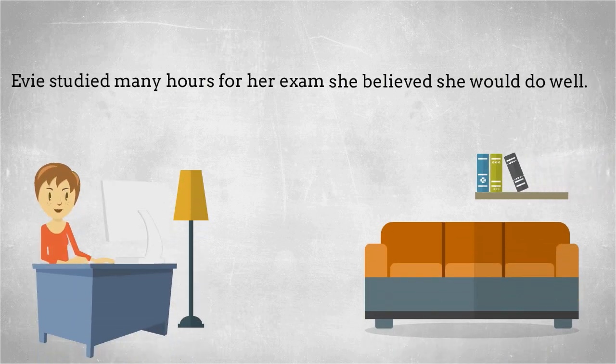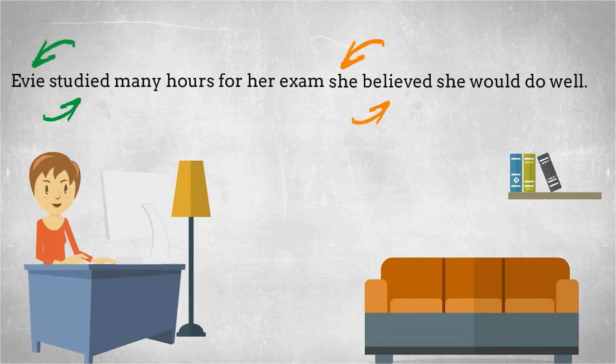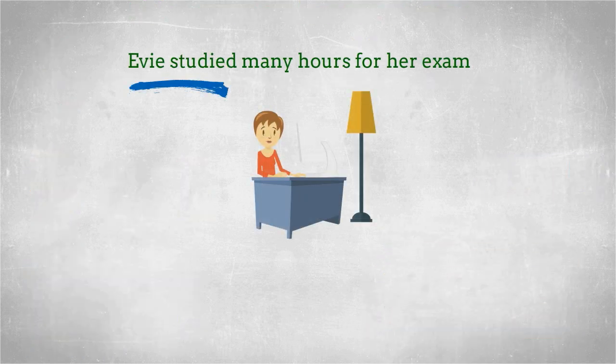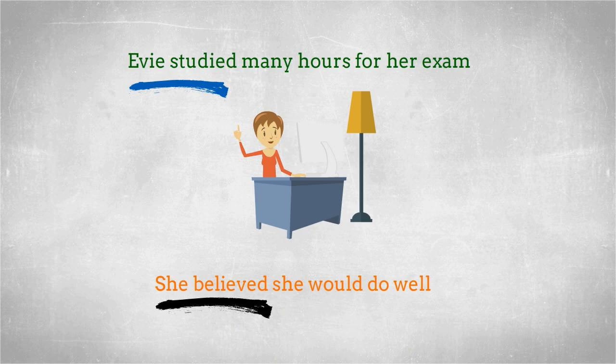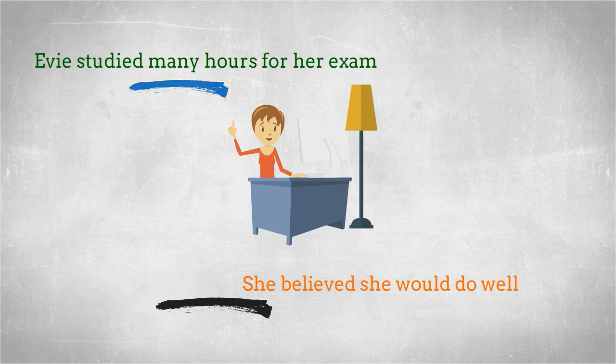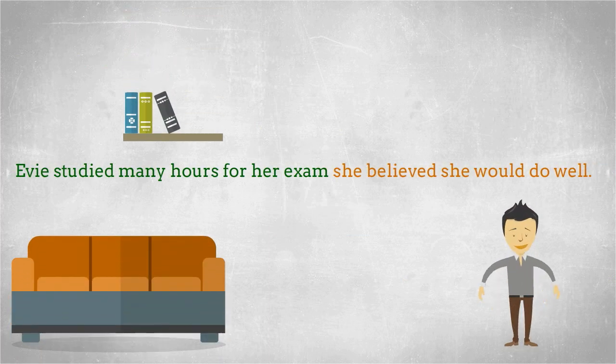Evie studied many hours for her exam. She believed she would do well. If we find the subjects and verbs for our thoughts, we can see that we have two complete sentences here. Evie studied is a subject-verb combination, meaning we have an independent clause in our first thought, and she believed is the subject-verb combination for our second thought. We also see that this example has no punctuation separating the two sentences, therefore making it a run-on.